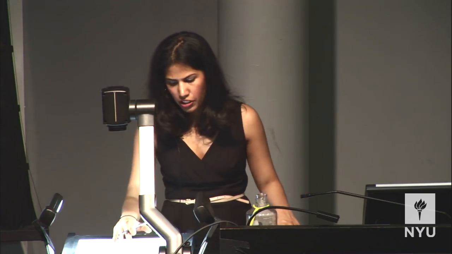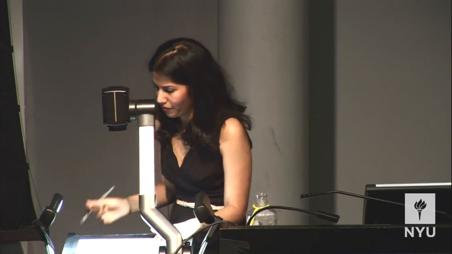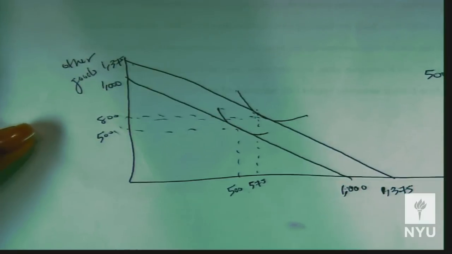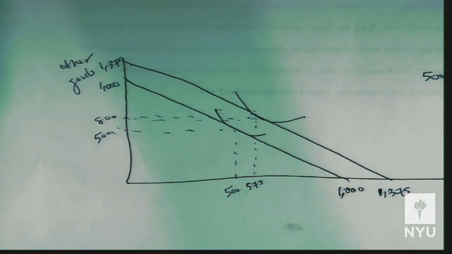It's that tangency point that determines how big the grant is. Okay, let's do the last one, which is the conditional block grant. So I'm actually going to draw it on the same picture, and you'll see why. So this is the same setup. The state government offers the local government a grant of $375,000, but now the state government requires that the local government spend the $375,000 on education.